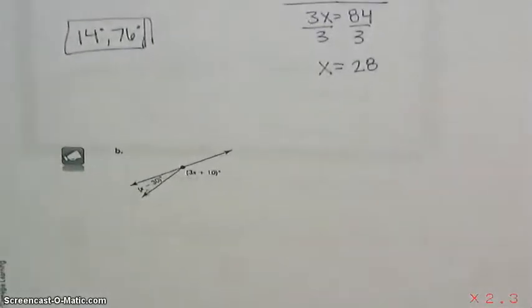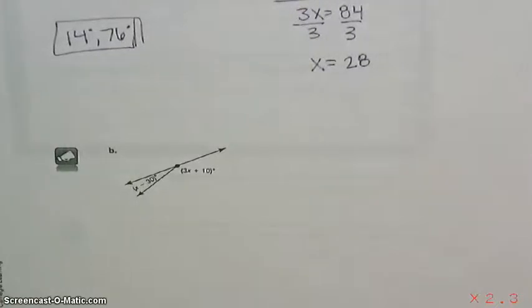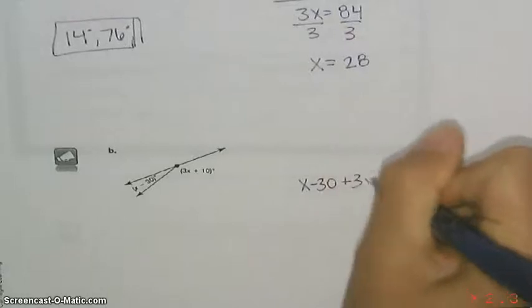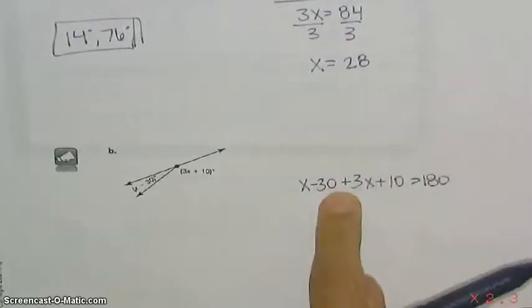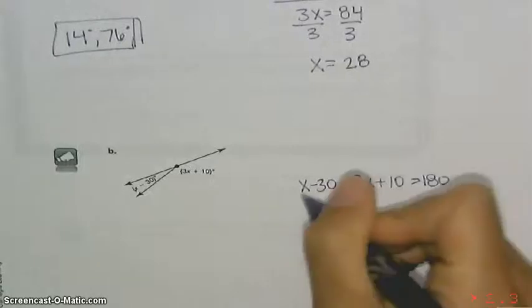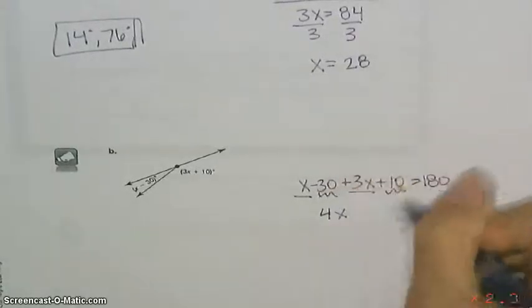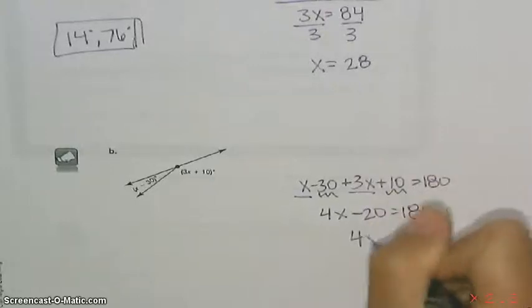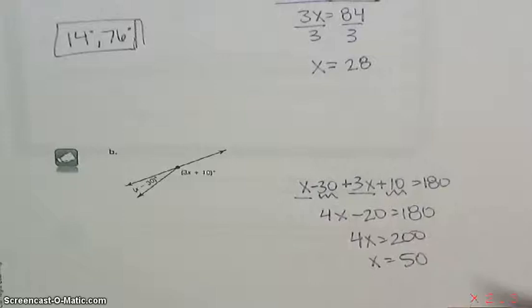Down here, notice these two angles are making a straight line. So I want to add them together to make 180. So x minus 30 plus 3x plus 10, these two angles are making a line. Together means add, they're making 180. Let's combine my like terms. These are like. Add 20 to both sides. Divide by 4. I get x equals 50.